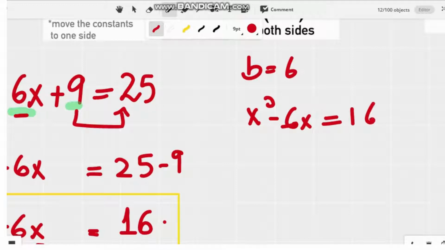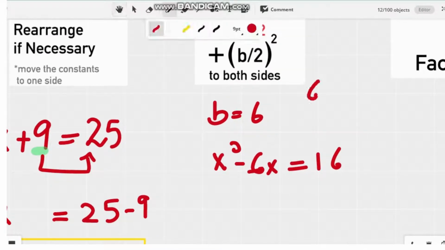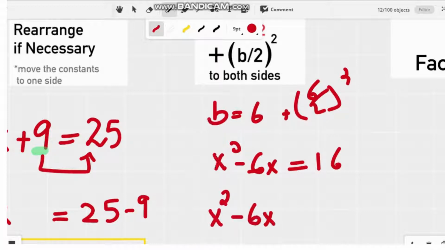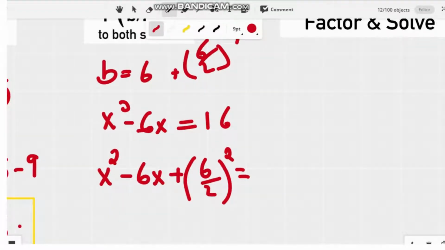But here according to the rule you have to add b divided by 2 square on both sides. It means that 6 divided by 2 square on both sides you will add, because you shifted the constant term to the right side. So I will write x square minus 6x plus b divided by 2, meaning 6 divided by 2, and its square on the left side and on the right side also. On the right side with 16 I will add 6 divided by 2 square.